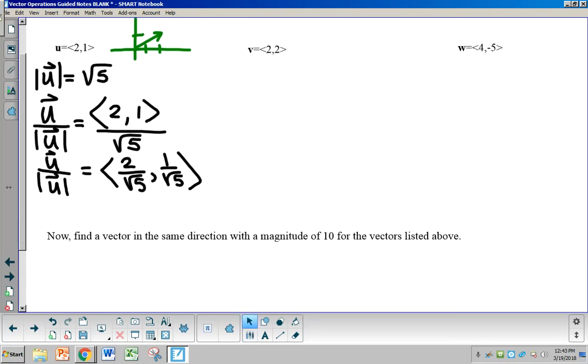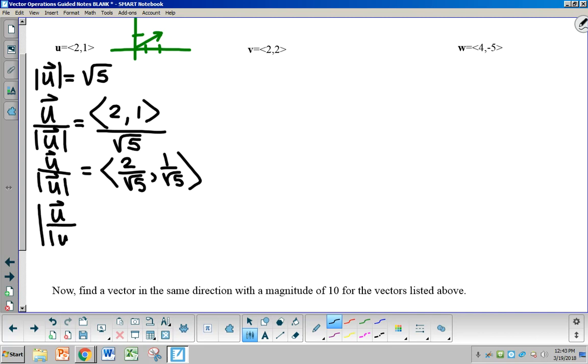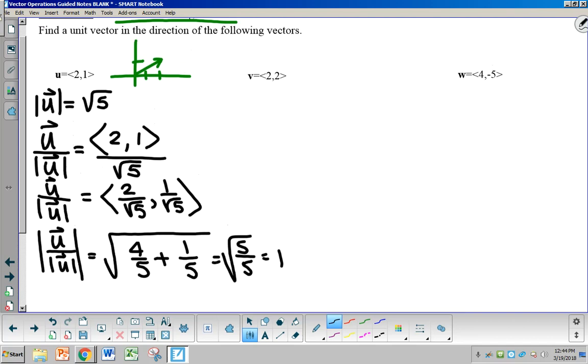Now, how do I know that's a unit vector? We could check it by finding its magnitude, right? We could find the magnitude of u over the magnitude of u. How do I find the magnitude? You just square the x's and square the y's and square root it. So this is going to be the square root of the square of 2 over root 5, which is 4/5, plus the square of 1 over root 5, 1/5, which is equal to the square root of 5/5, which is the square root of 1. Did we create a unit vector in the direction of u? So how do we do that? What's the process? You find its magnitude, and then you divide by it. So this right here is a unit vector in the same direction of u.